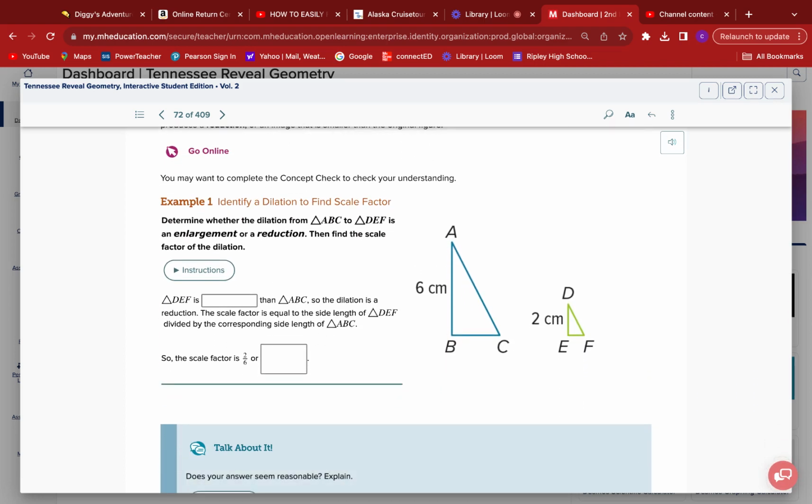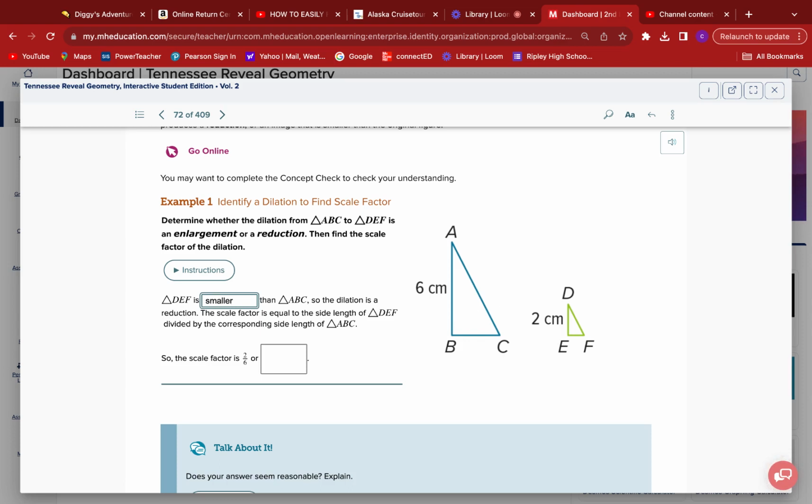All right, determine whether the dilation from triangle ABC to triangle DEF is an enlargement or is it a reduction? Well, it's definitely getting smaller, so it is a reduction. So triangle DEF is smaller than triangle ABC, so the dilation is a reduction.